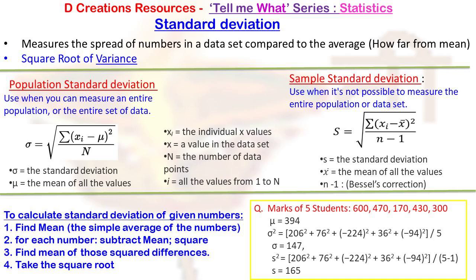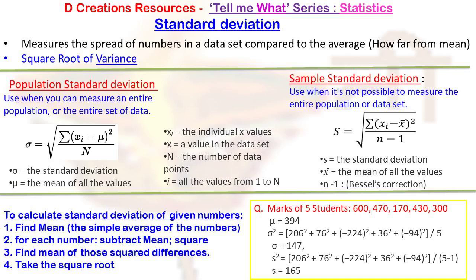So for example, let's say that there is an exam in which the students have scored the following marks. Let's say the exam is out of 600, and you can note down the marks that I am telling. So there are 5 students. First student got 600 out of 600. Second student got 470. Third student got 170. Fourth student got 430. And fifth student got 300. Did you note the numbers down? 600, 470, 170, 430 and 300.